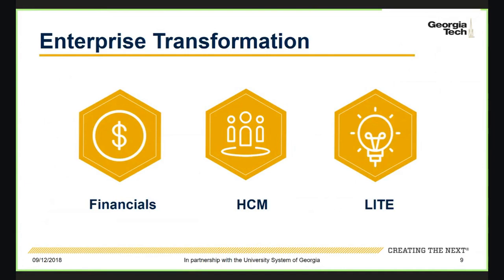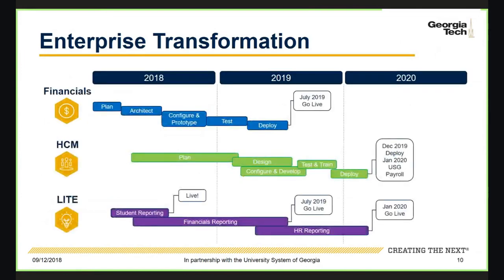What you'll see out there right now are some student data portals that will show you things like enrollment and degrees granted. And it will also give you a lens into what we're planning to do around financials as well as human capital management. So when we say we are transforming the enterprise, we really mean it, and we're really excited about that. This next slide will give you an idea of the timeline.